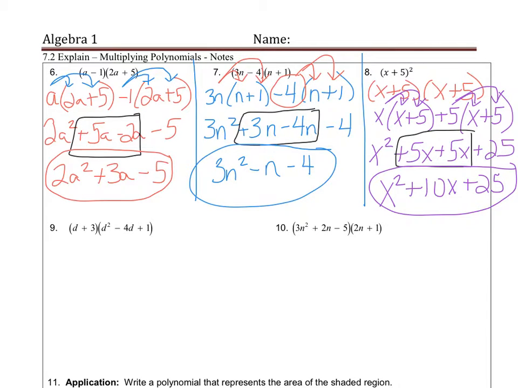Now we're going to do number 9 and number 10. Number 9 and number 10, same process, even though now it's a binomial times a trinomial. You can split the binomial and multiply each one times the trinomial. In this one, you could split the trinomial, so you would have 3 distributions, or you can decide to split the binomial and do 2 distributions, or you can use your area model.